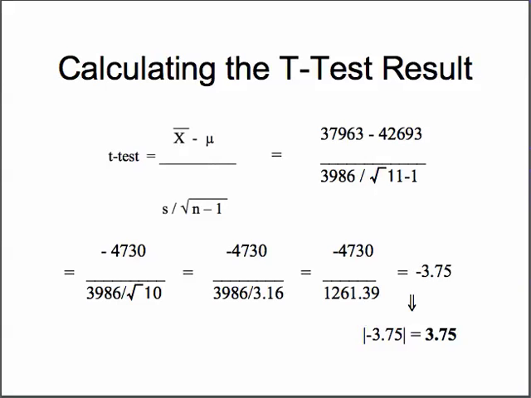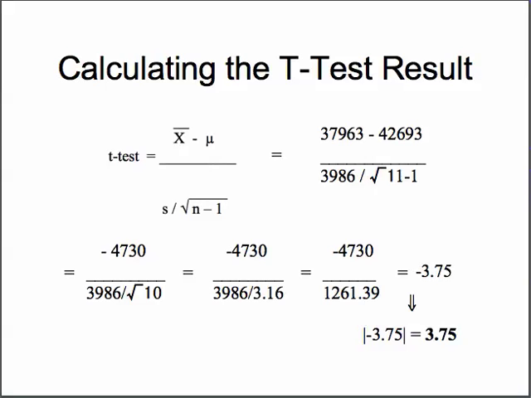The result of the numerator operation of $37,963 minus $42,693 is equal to minus $4,730. The denominator calculations are multi-step, with the first step being to find the square root of 10, which is 3.16, rounding to 2 decimal places. In this course, we will round to 2 decimal places with each step of the calculation.